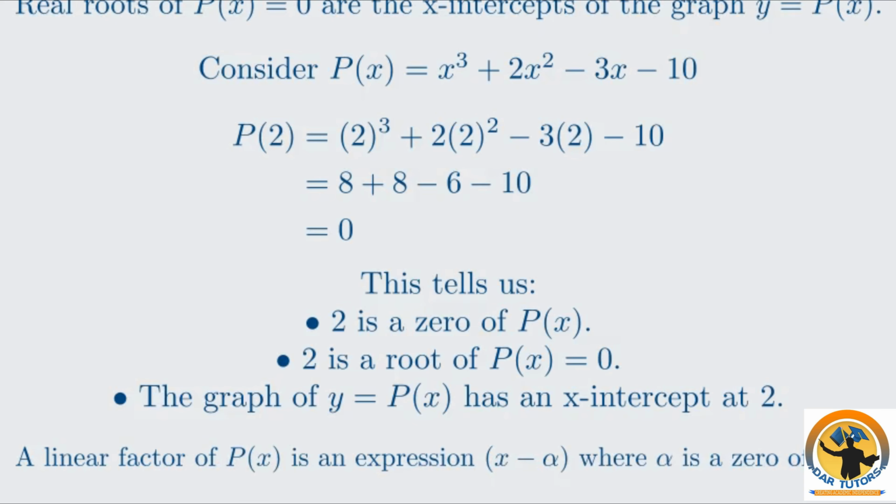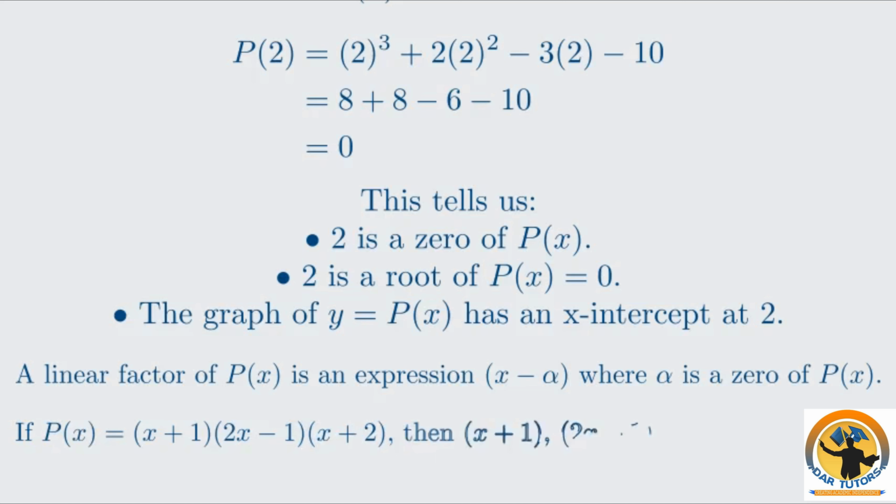Now, what about factors? A linear factor of a polynomial p of x is an expression of the form x minus alpha, where alpha is a zero of the polynomial. This means that if x minus alpha is a factor, you can write p of x as the product of x minus alpha and some other polynomial, q of x. For example, if a polynomial is given in factored form, like p of x equals the product of x plus 1, 2x minus 1, and x plus 2, then each of these expressions is a linear factor. The zeros would be minus 1, 1/2, and minus 2.